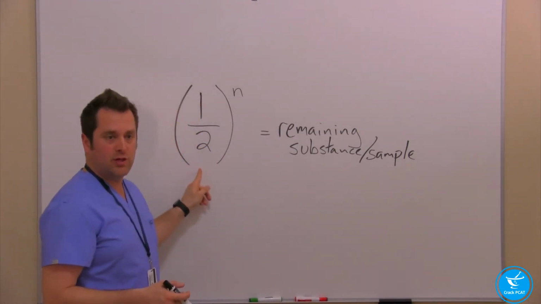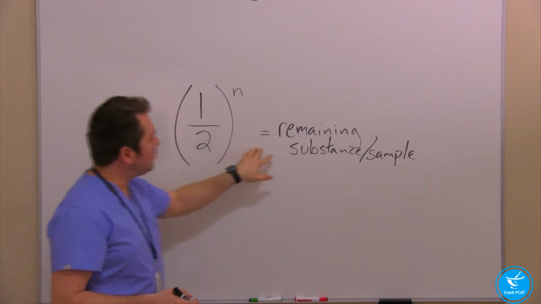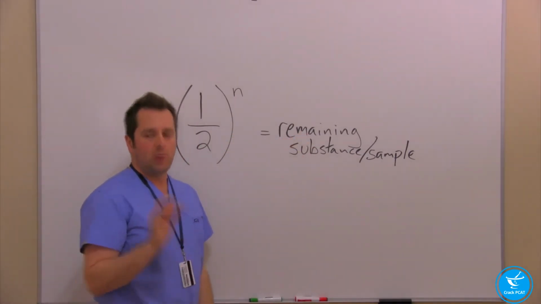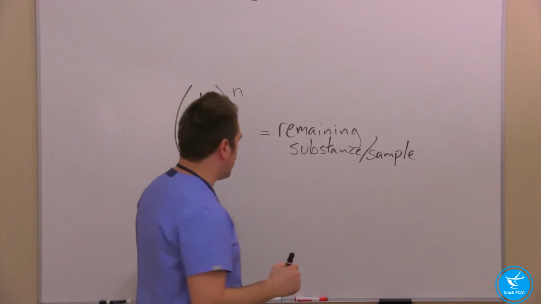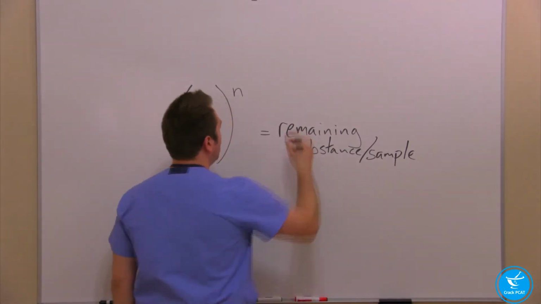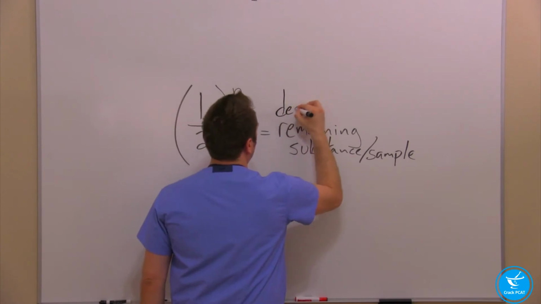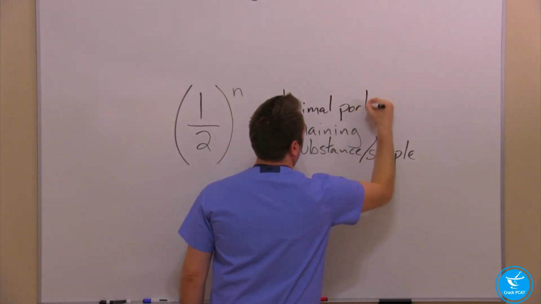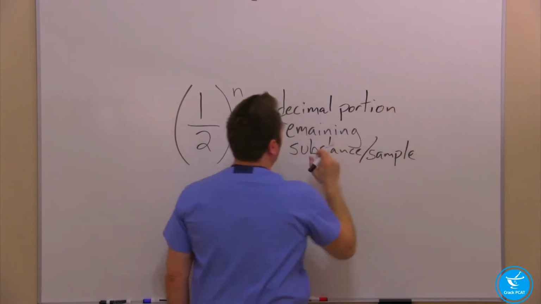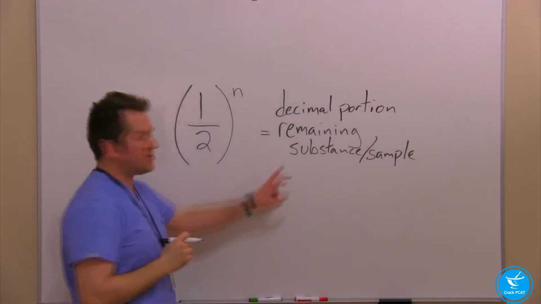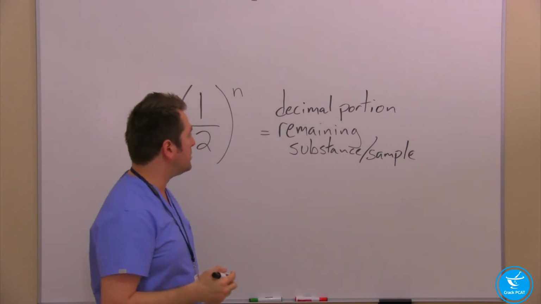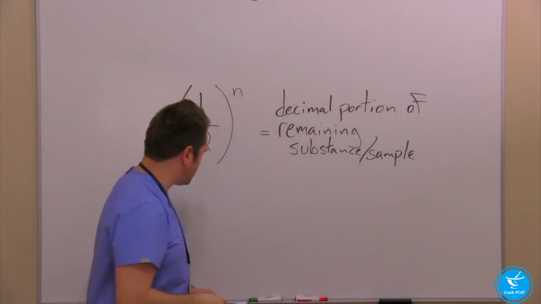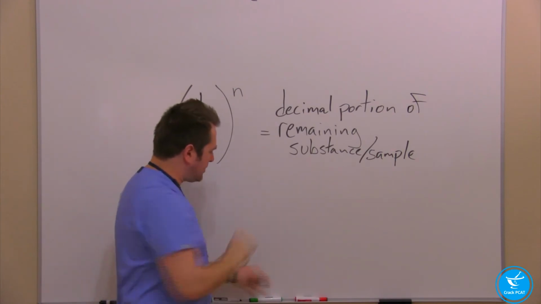1 over 2 to the nth power equals the remaining substance or the remaining sample. Well, that's actually not the complete story. I wanted to wait and share this with you. It's the decimal portion of the remaining substance or the sample that you're working with. Decimal portion of, there you go, of remaining substance. So let's talk about that and focus on that first.